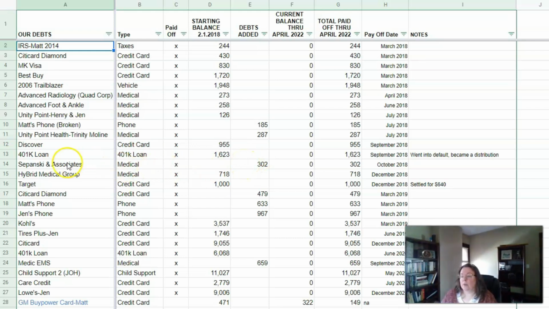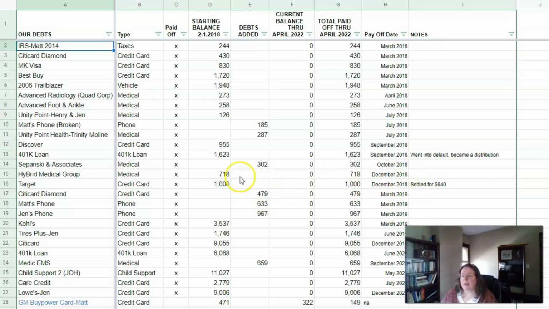This debt here was actually associated with Matt's illness. And so this was something that was added after the fact. We paid off $302 for that in October. And then we had another medical bill that we paid off in December for $718. And then this Target card, we called and settled this. It was something that they had actually gone to court and sued Matt over. And so we settled it for $640 in December of 2018.